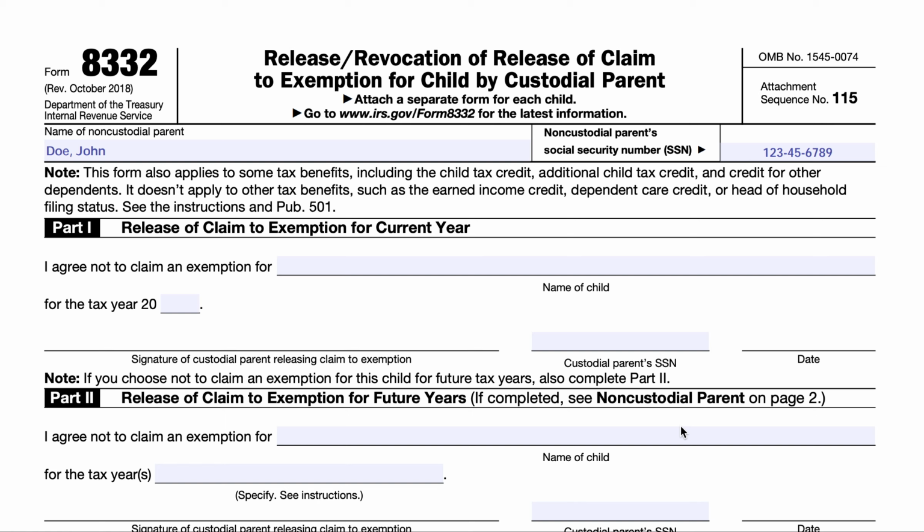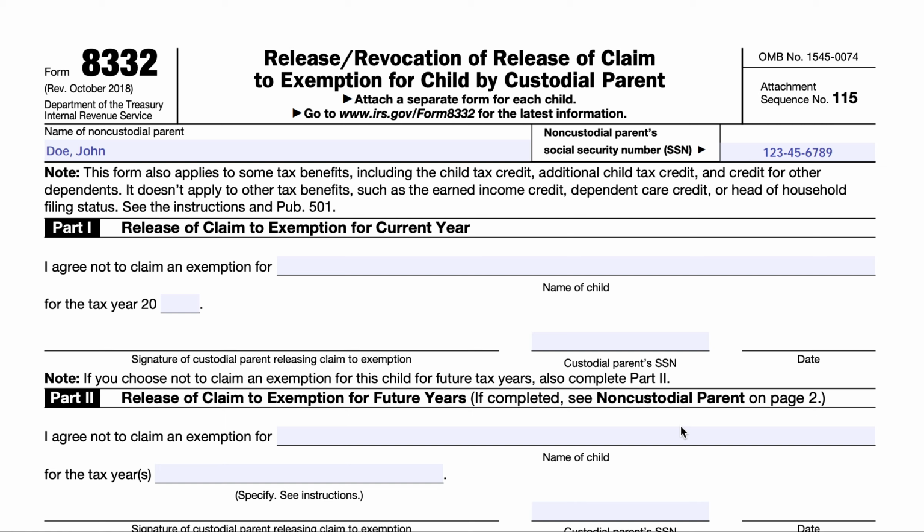In this video, we'll be going over IRS Form 8332, Release or Revocation of Release of Claim to Exemption for Child by a Custodial Parent. So this is a tax form that you might see if you are a custodial parent or co-parenting with a custodial parent and you've agreed in principle to transfer some tax benefits to the non-custodial parent.